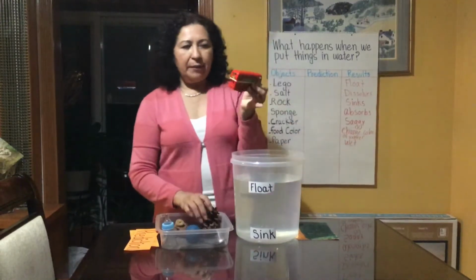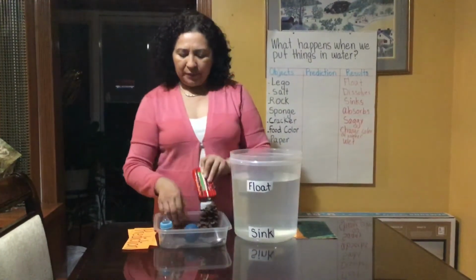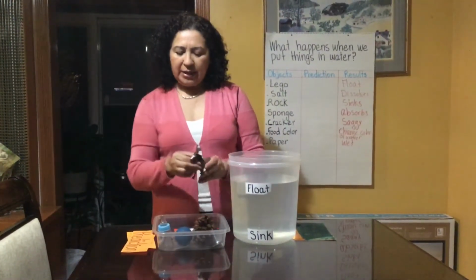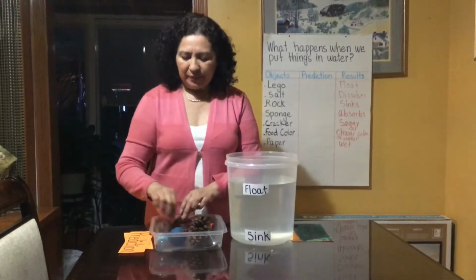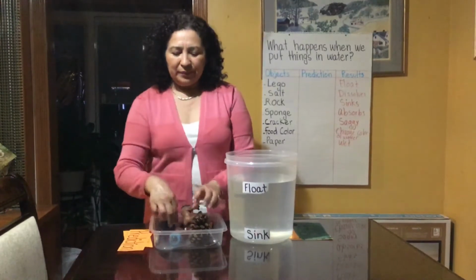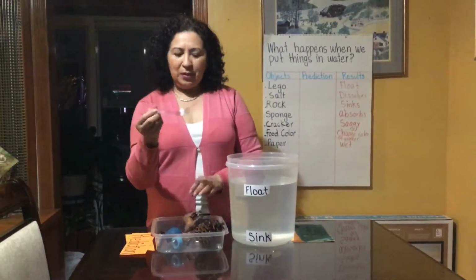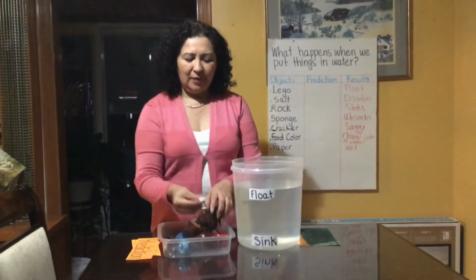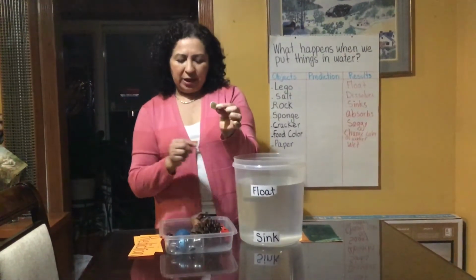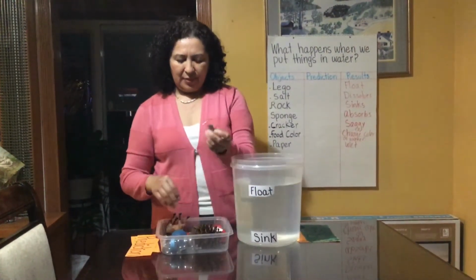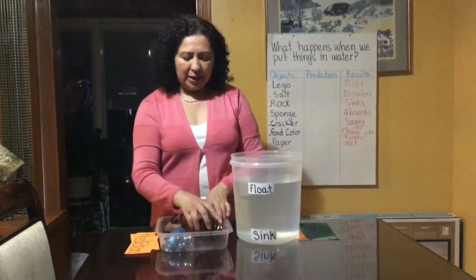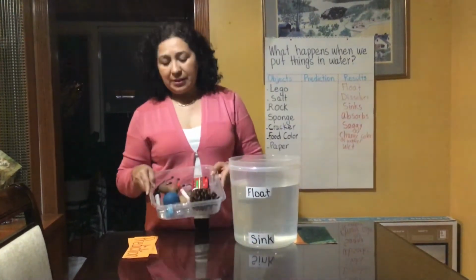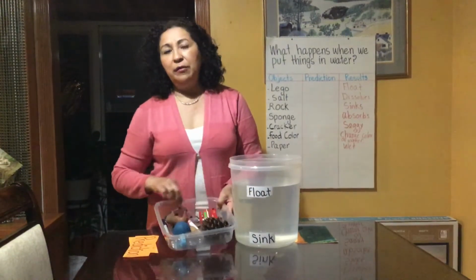So look, I have a bus, a pine cone, a little horse, a cute little bottle that I found, a bowl, a spoon, a tiny little shell, a lock, and a marker, okay? So those are the objects that we're gonna test to see if they sink or float.